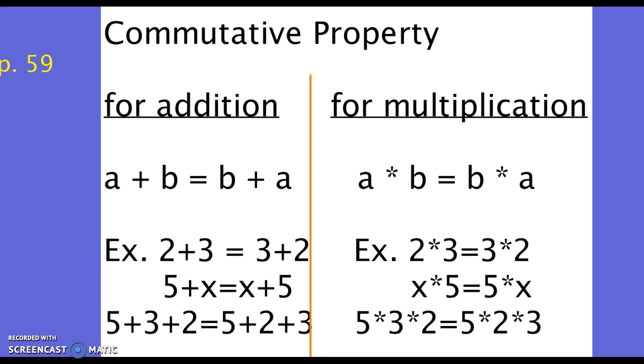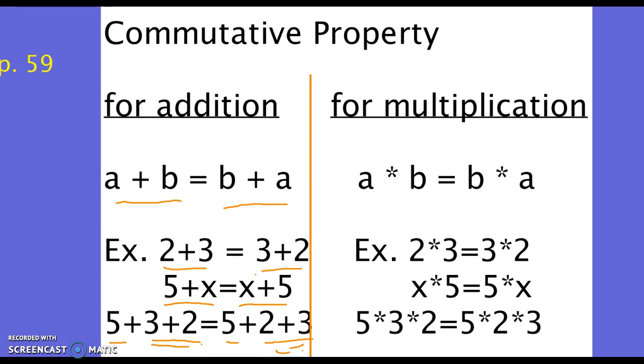So for addition, A plus B is the same thing as B plus A. 2 plus 3 is the same thing as 3 plus 2. 5 plus X is the same thing as X plus 5. Notice in this bottom example, the 5 has stayed the same on each side of the equation, but what has changed is this 3 plus 2 became 2 plus 3. So whenever the order changes, it's because of the commutative property.